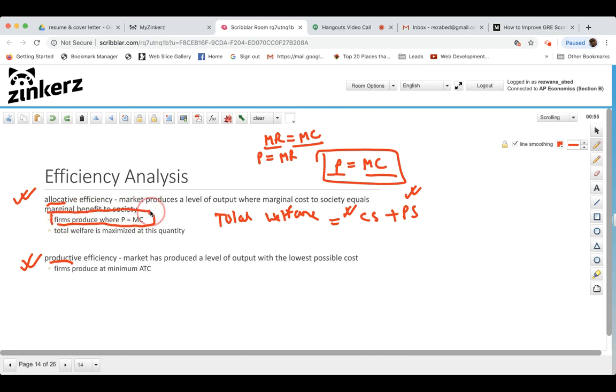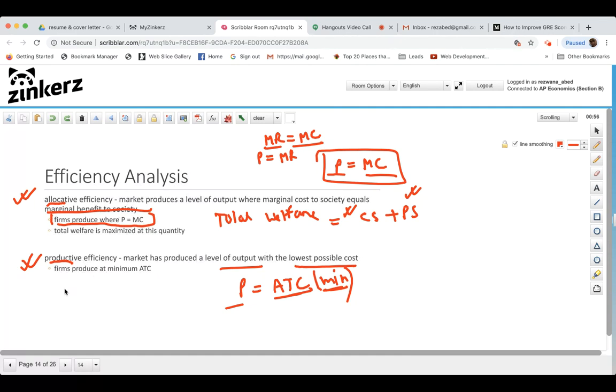Okay, and then productive efficiency is the idea where the market produces at a level of output at the lowest possible cost. So we remember how I just said that, with perfect competition, in the long run there is zero economic profit, which means that price becomes equal to the minimum of ATC. So this is the idea of productive efficiency, that you're producing at the minimum of your average total cost. Okay, so all of these things, efficiency is achieved by perfect competition.